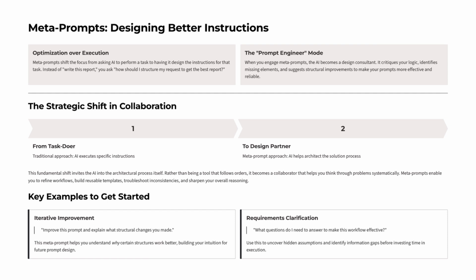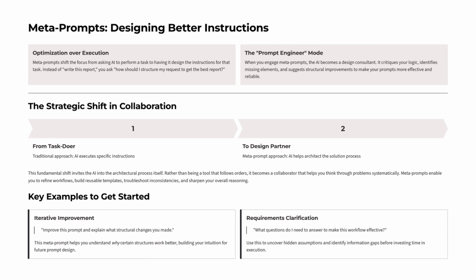Or if you have a prompt that feels too vague or inconsistent, you can say, improve this prompt and explain what structural changes you made. The model immediately steps into the role of a prompt engineer and begins showing you how to craft clearer instructions, stronger constraints, and more effective context.